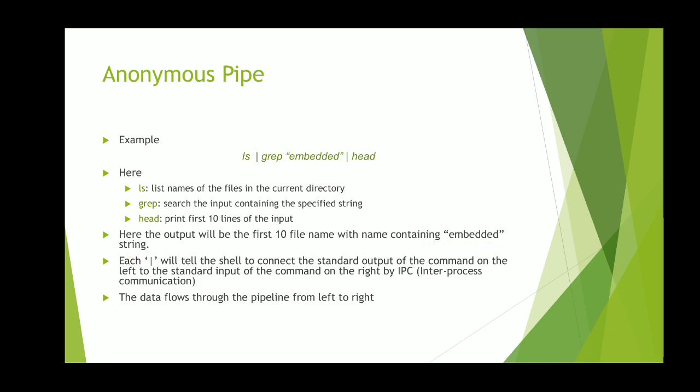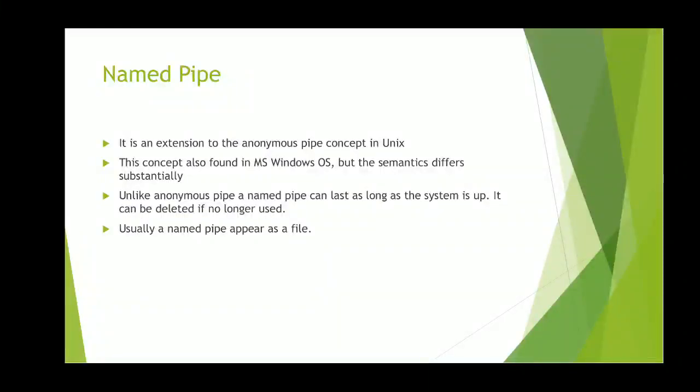And this is an example of an anonymous pipe, and this is unidirectional. Here the data is flowing from left to right. In other words, the data is flowing from ls to grep, then grep to the head command, likewise. In order to extend the features of the anonymous pipe, we use a named pipe.